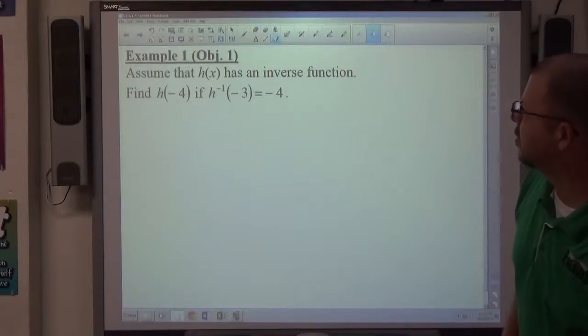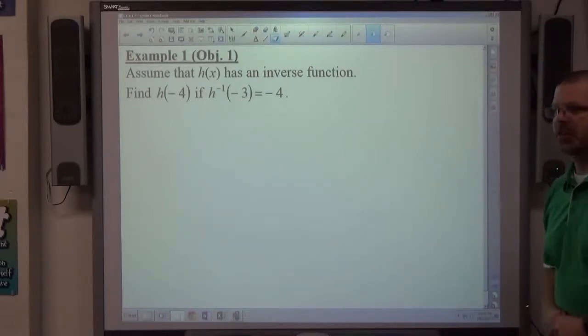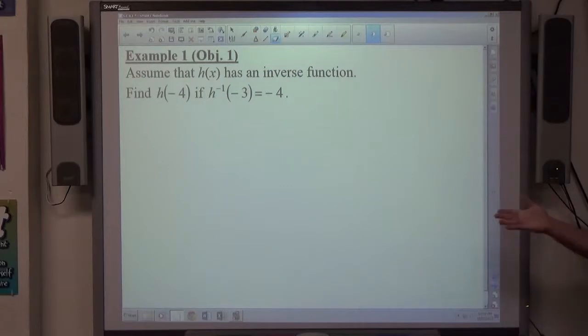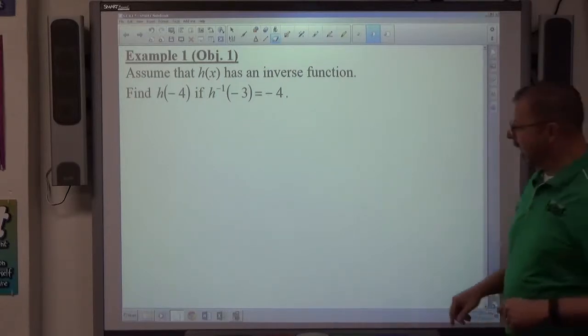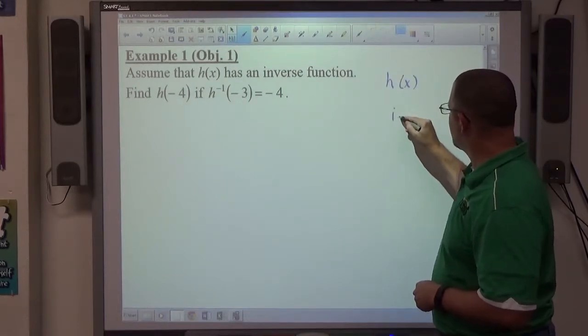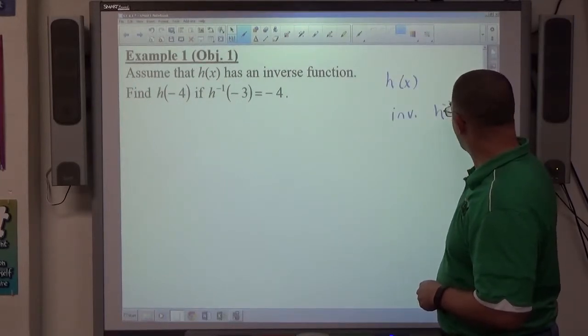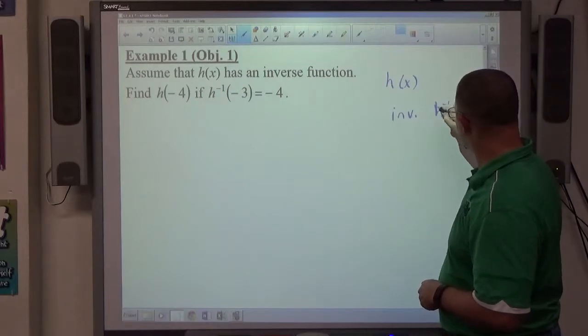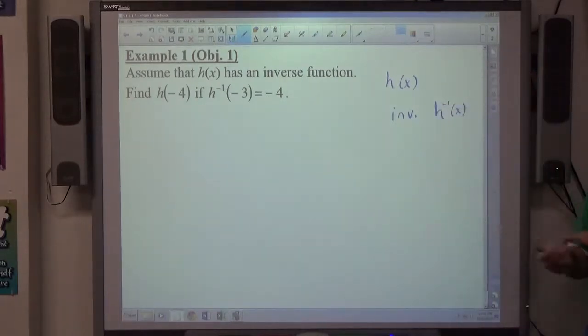Example 1 tells us to assume that h of x has an inverse function. Not everything has an inverse function, so we're going to assume that it does have an inverse function. And whenever you have a function h of x, its inverse function is going to be established as h negative 1 of x. That's not h to the negative first power, that's just how you identify the inverse function.